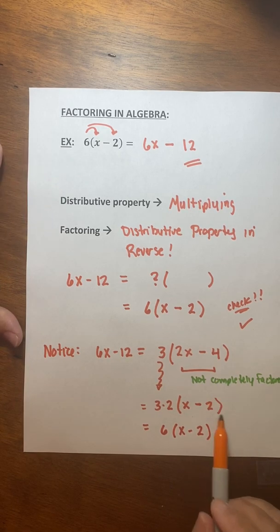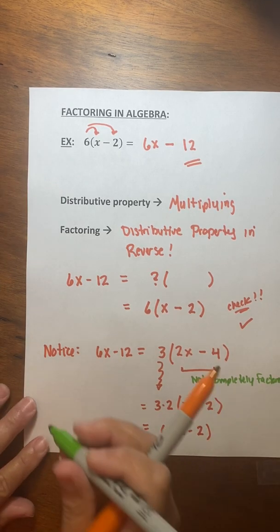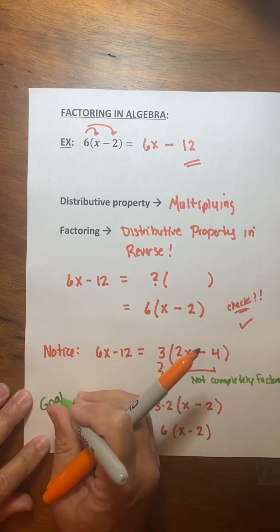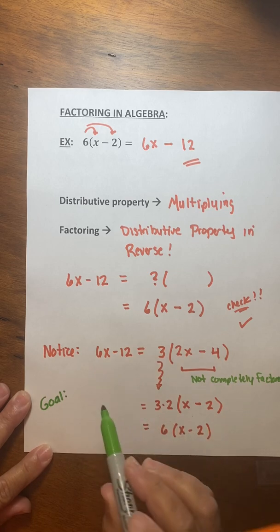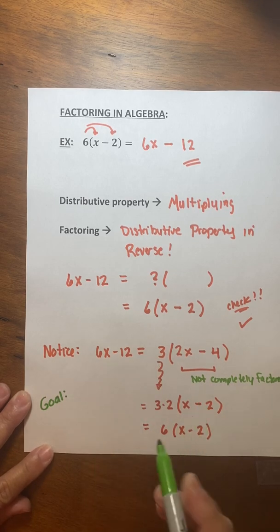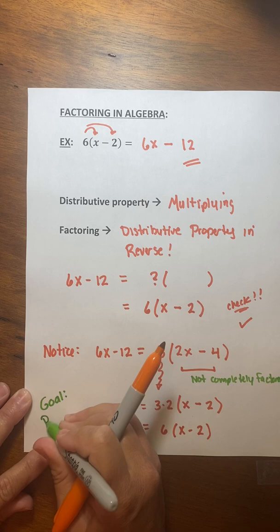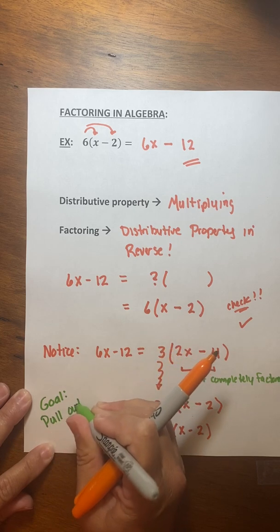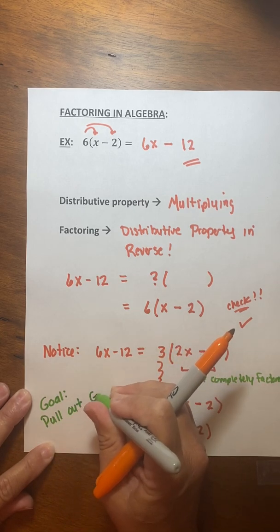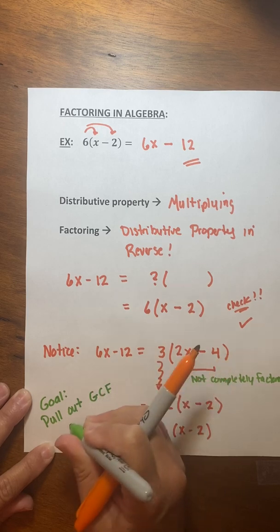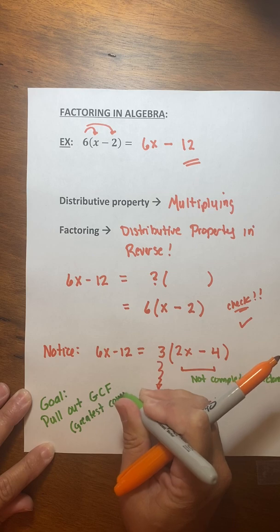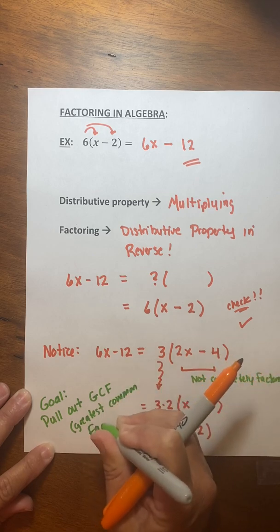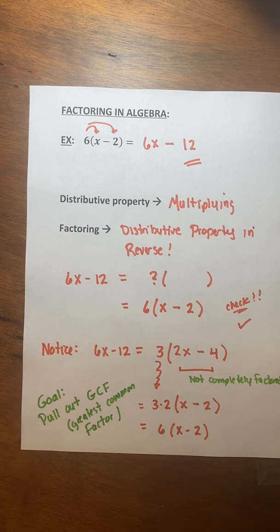So our goal is to avoid this step in the middle. So we want to pull out the greatest common factor. We would want to look at this and notice that 6 is a larger number than 3, and we want to pull out the greatest common factor. So GCF, which is the greatest common... Now I won't write that again. I will write GCF. So our goal is to always pull out the greatest common factor.